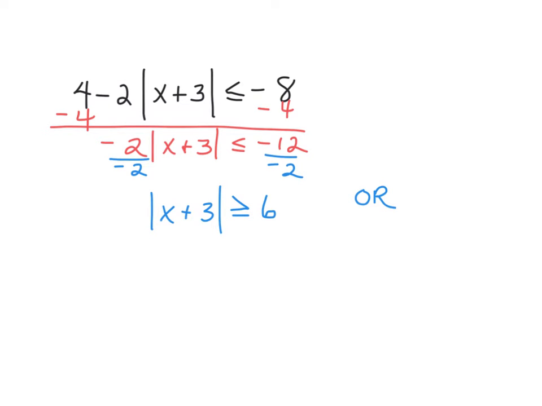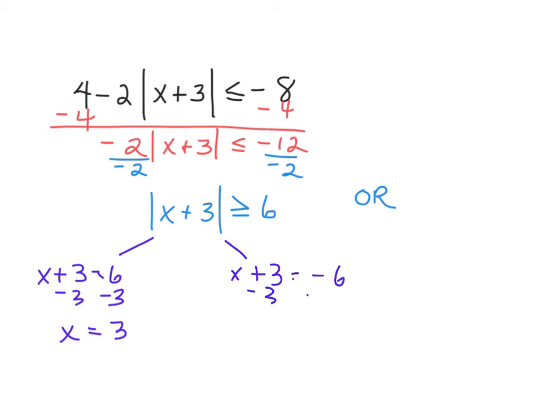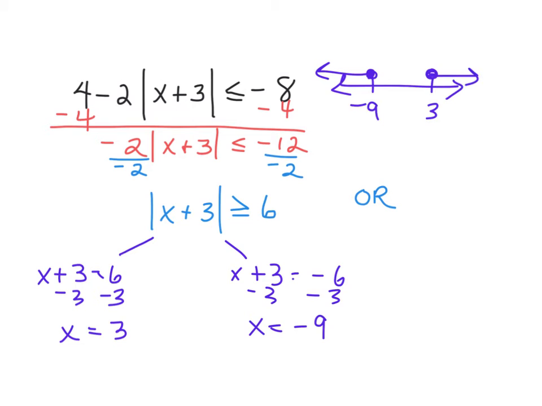And at this point, I'm going to set up my two cases to find those boundary values. X plus 3 equals 6. X plus 3 equals negative 6. And I'll find those two values, those two boundary values. X equals 3. X equals negative 9. And again, we're keeping it simple here. This is an or statement. There's my negative 9, and there's my 3. Both closed circles. Or statement goes that way.